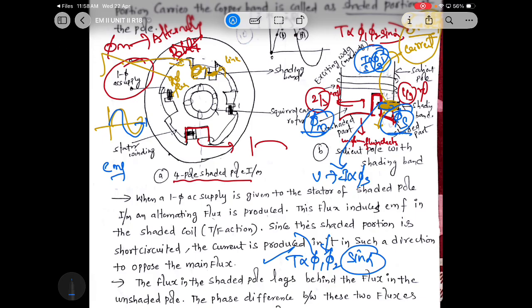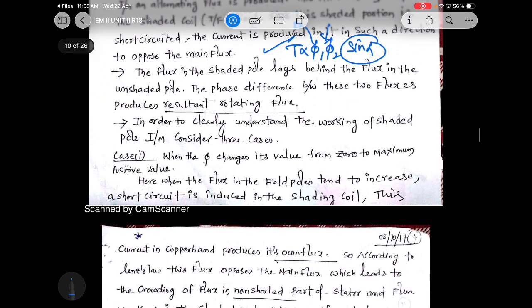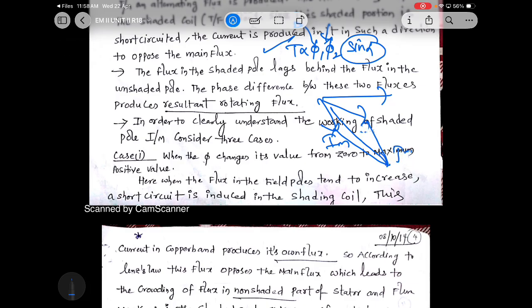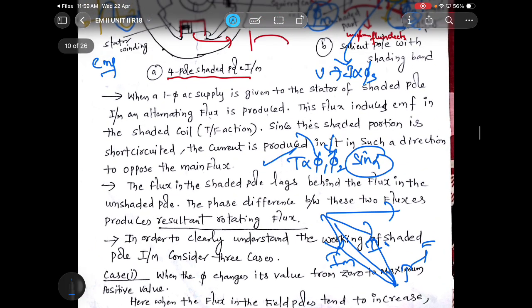I am cutting some portion and placing the winding in the cutout section. So EMF is generated in the coil, current is generated and flux is generated. So I am introducing a new flux. So now two fluxes are there. Redraw the same phase diagram that we just drew. This is IS, IM, and this is IS. The resultant is IT. In this manner, we can generate the torque here. So this is how the shaded pole works here.